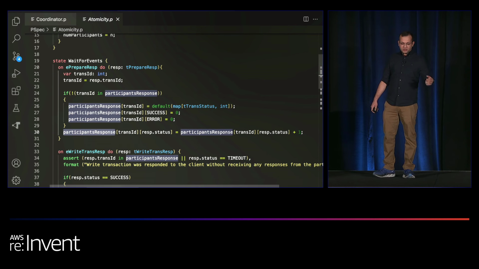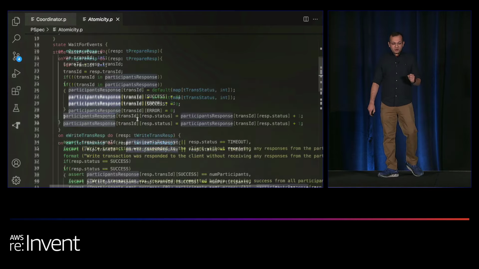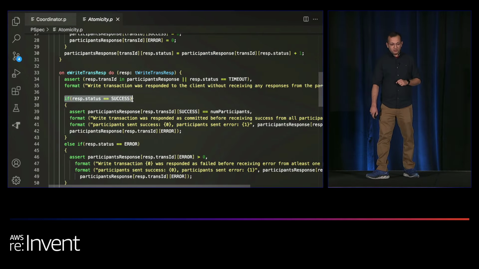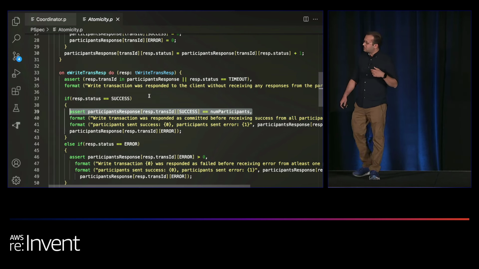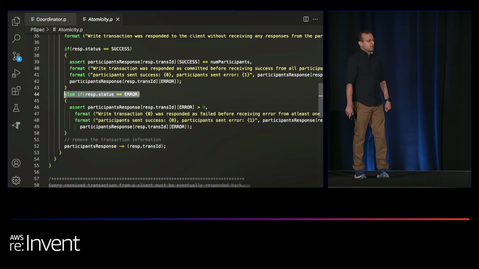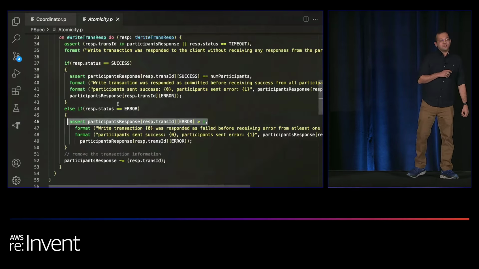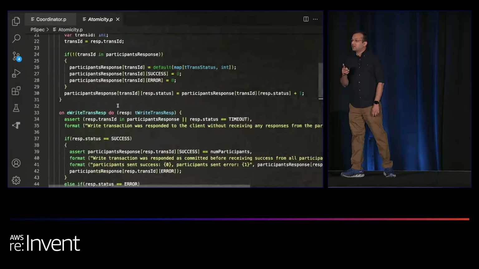So, based on the responses, you update that map as you're observing the system as it's executing. Then when you receive a write transaction response event in your system, and you see that, based on the response, let's say success, you would assert that you should have seen all the participants send success. Or if I saw an error, then at least one of them must have said that I cannot accept the transaction. Okay?